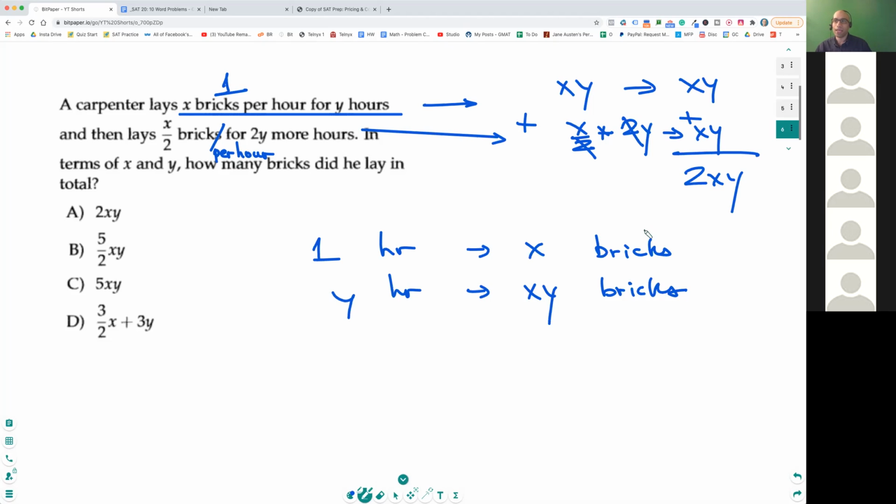So that's how easy it can get. Remember, it's just numbers. If I told you this was 1 like Hamza said, and 2, this would be so easy. 1 times 2, and then this would be half a brick per hour for 4 more hours. And then you get 2 again, because half times 4 is 2. So 2 plus 2 gets you the same value.